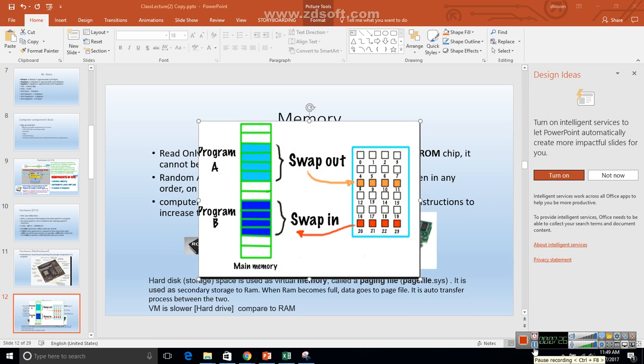So we can imagine a picture like this. This is the main memory, and this is virtual memory on the right side, and it's getting swapped in and swapped out. Once memory is done with data, it goes back to virtual memory, and then the next data comes. So this way it's continuous. We don't need to do anything, it will work on its own.